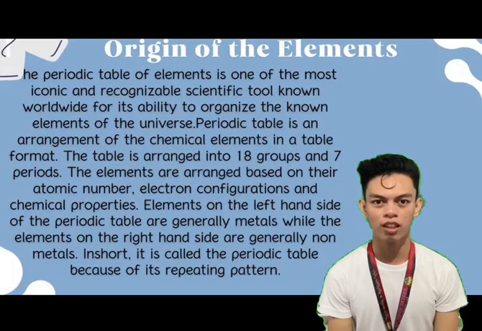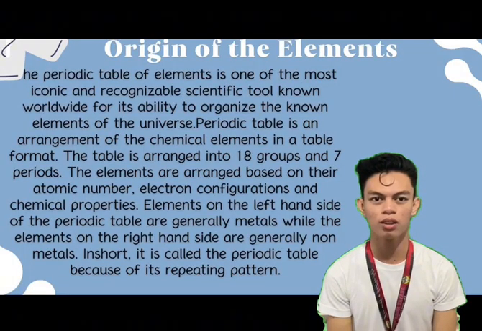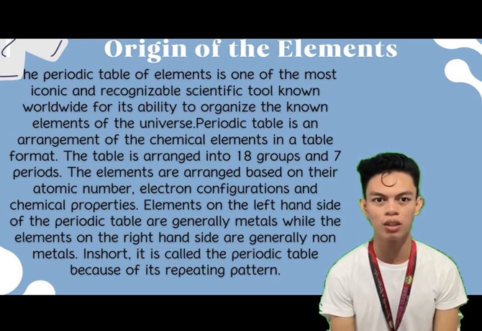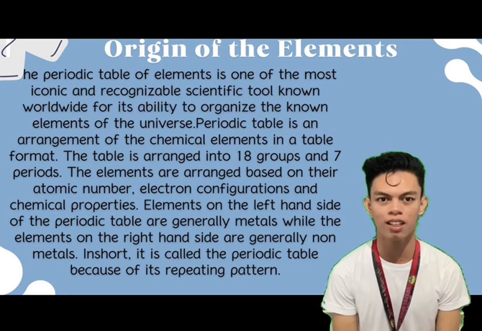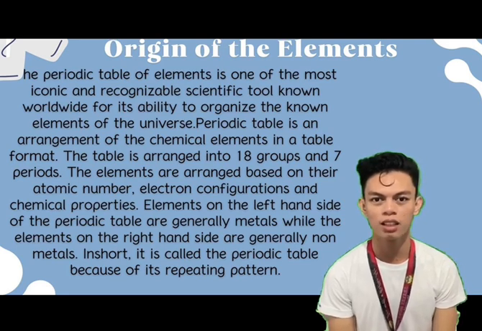The periodic table of elements is one of the most iconic and recognizable scientific tool known worldwide for its ability to organize the known elements of the periodic. Periodic table is an arrangement of the chemical elements in a table format. The table is arranged into 18 groups and 7 periods.